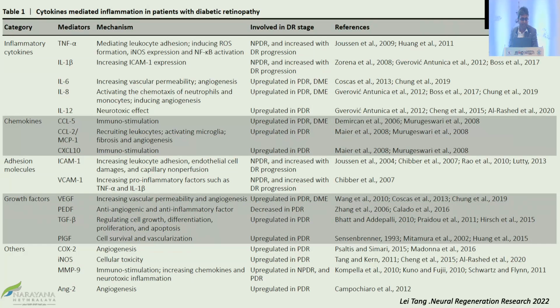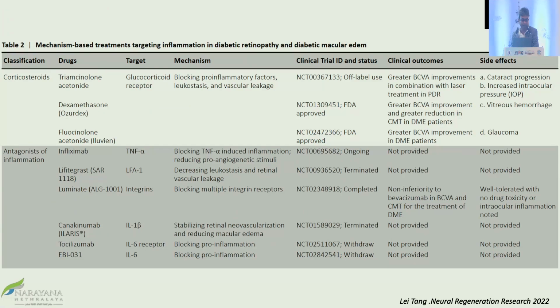This is a slide showing the different inflammatory cytokines, chemokines, adhesion molecules, and growth factors. You can see what all happens in different stages of diabetic retinopathy. You can see the progression. Some are linked to NPDR and increase with DR progression, but the basic things are TNF-alpha and the interleukins that start the process, and from there it picks up and goes into a complex cascade.